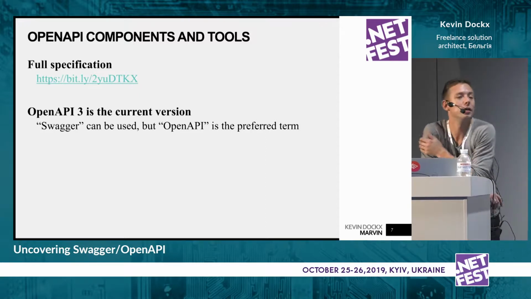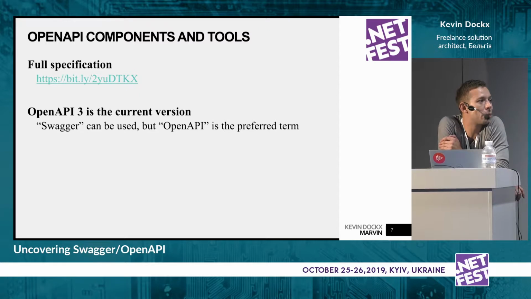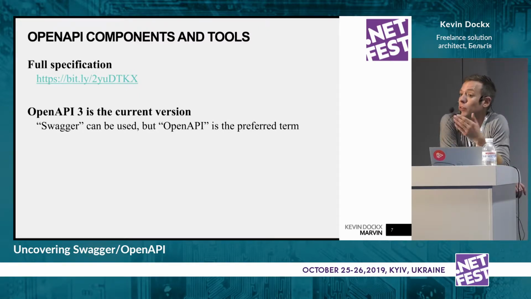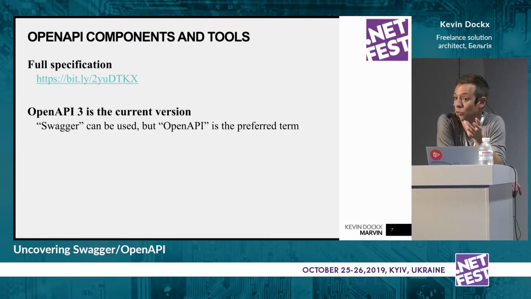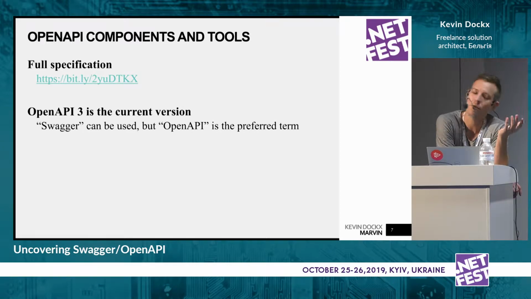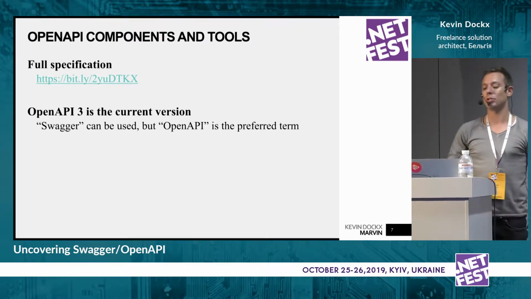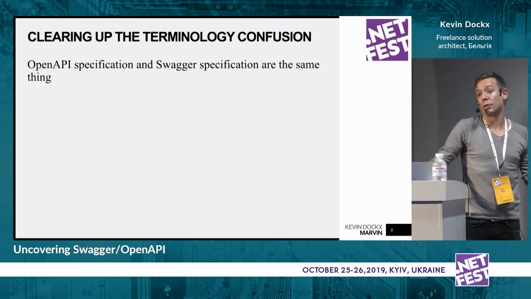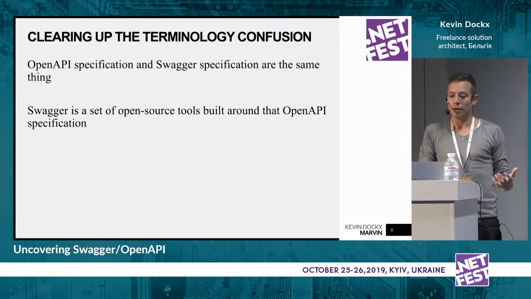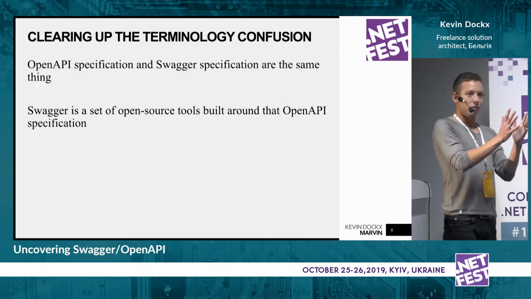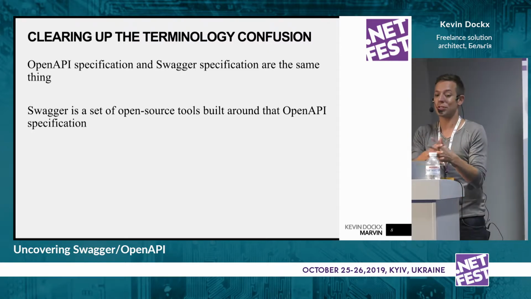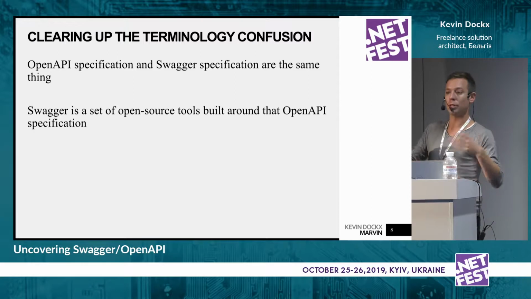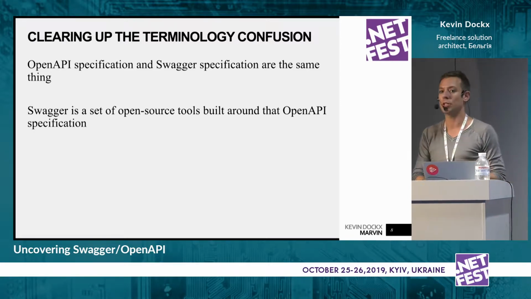If you look at it in the ASP.NET Core classes, Microsoft provided a lot of classes built into ASP.NET Core that help with generating Swagger specifications or OpenAPI specs. They also name them OpenAPI. So that's more or less the terminology they want to use now. So an OpenAPI spec and a Swagger spec are the same. Swagger in itself is more than just that. Swagger is a set of open source tools built around that OpenAPI specification.